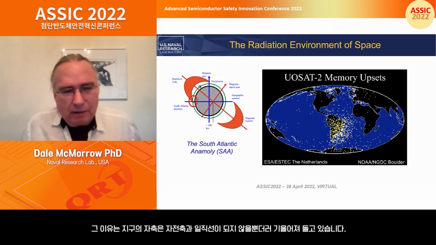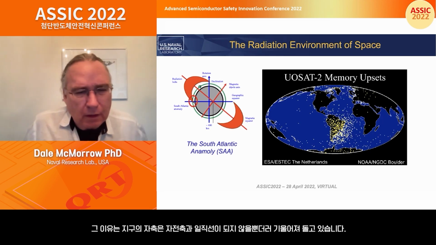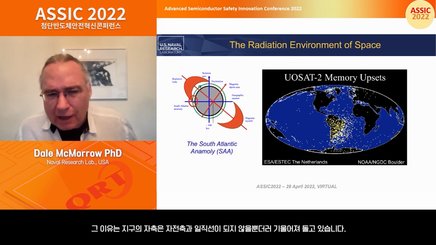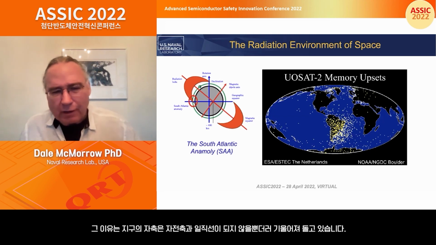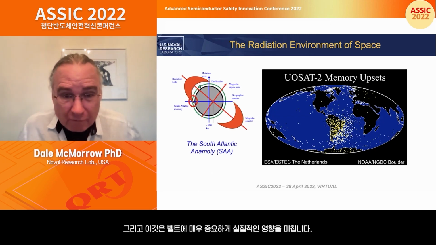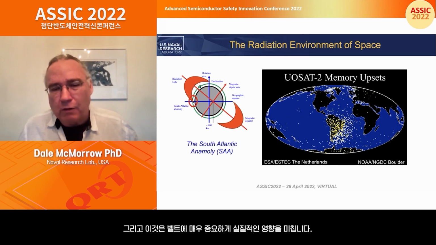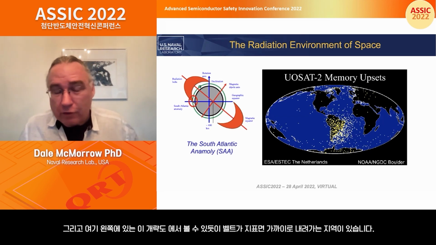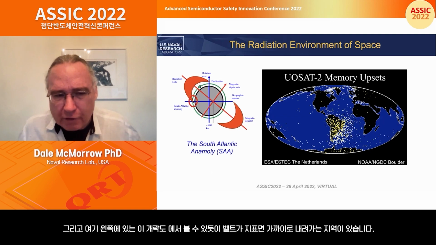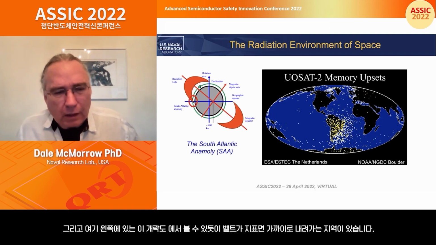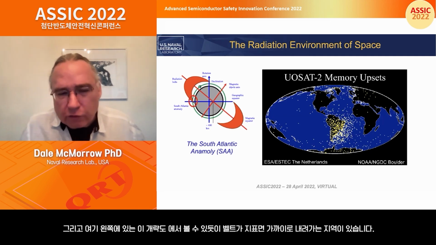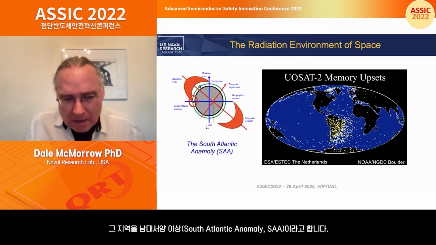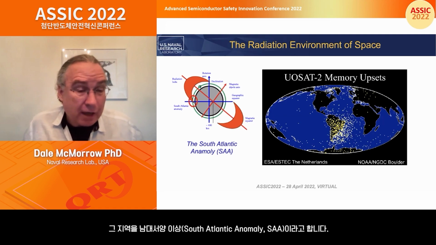The magnetic axis of the Earth is not aligned with the rotational axis, and it's also shifted. So it's tilted and shifted, and this has a very significant practical effect on the belts. As you can see in this schematic diagram on the left here, there's an area where the belts dip close to the Earth's surface.